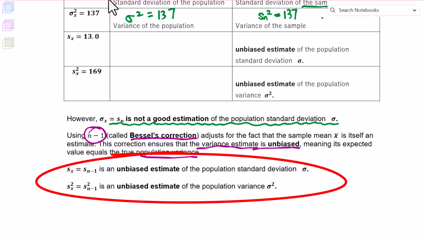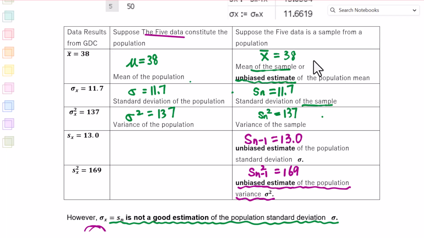In the calculator, this s sub x is the unbiased estimate of the population standard deviation. We will use the symbol s sub n-1 equals 13.0 and s sub n-1 squared equals 169 as the unbiased estimate of the population variance sigma squared. If the 5 data constitute the population, this s sub x means nothing. Only when the data is a sample from a population, then this s sub x is the unbiased estimation of the population standard deviation sigma.